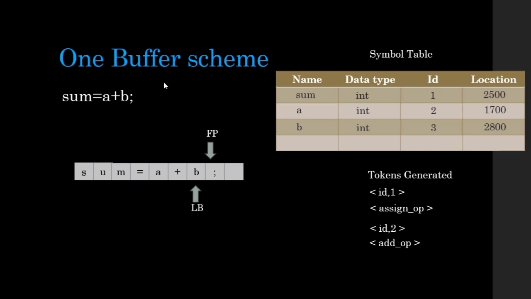For simplicity, we have given the locations like this. In real time, the locations will be much more complicated. It will be given in a hexadecimal form. Now, lexeme beginning ID3 token will be generated.